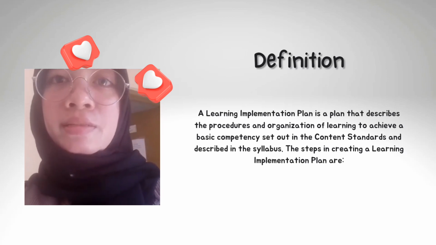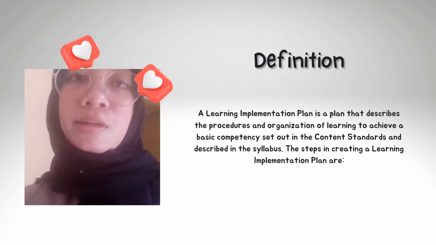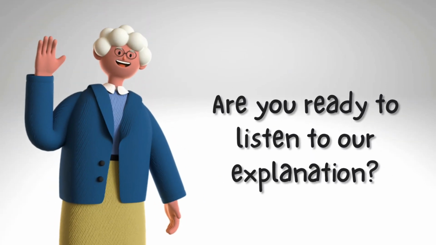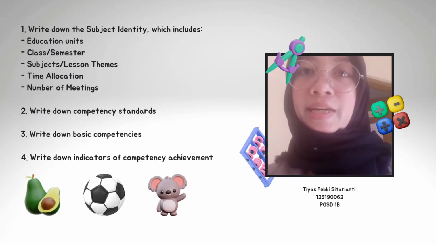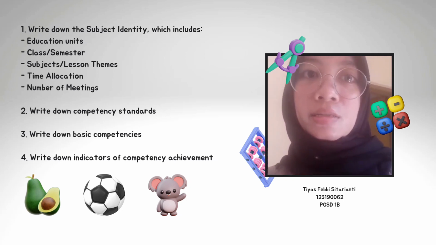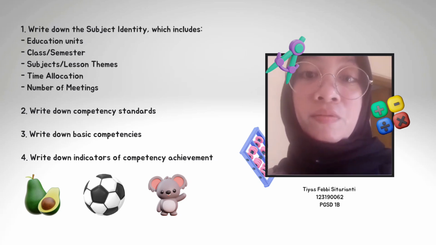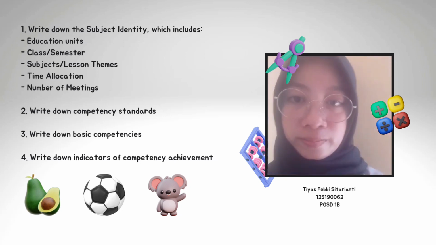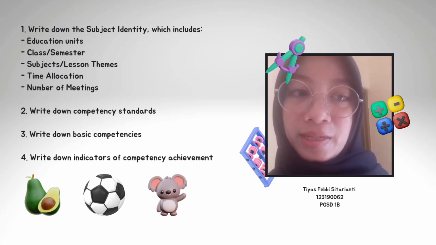The steps in creating a learning implementation plan are: Number 1, write down the subject identity, which includes education unit, class or semester, subject or lesson name, time, location, and number of meetings. Number 2, write down competency standards.